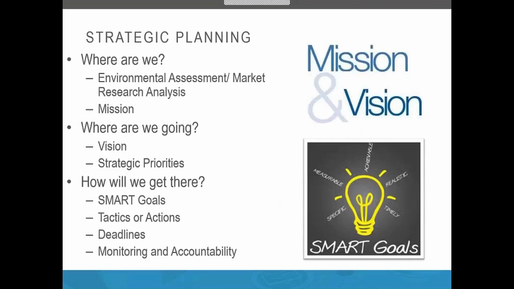So where are we is the environmental assessment or the situation analysis or market research analysis or market scan or strategy pack. Our customers call this by a lot of different names. But regardless of what you call it, it is objectively assessing where we are in our market. It's looking at who are our competitors, what are our strengths and weaknesses, what are our market opportunities and threats, and answering the question, what is our mission?